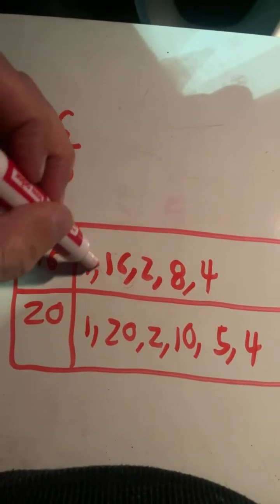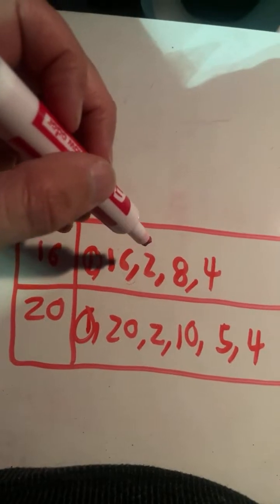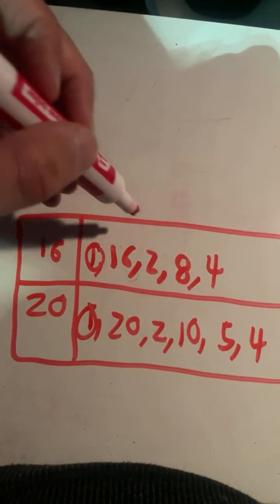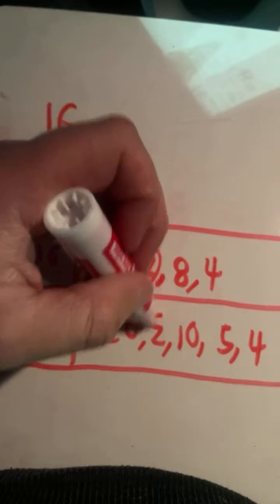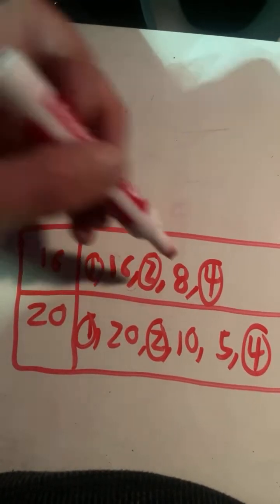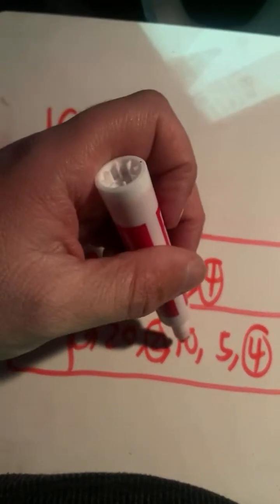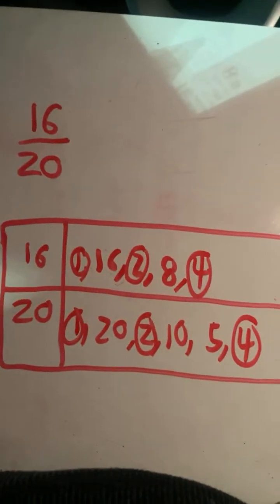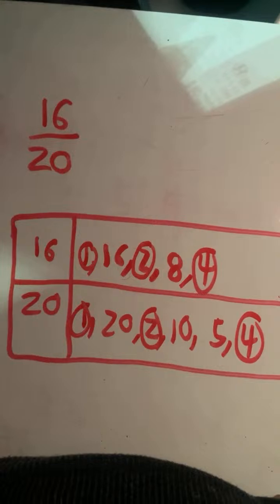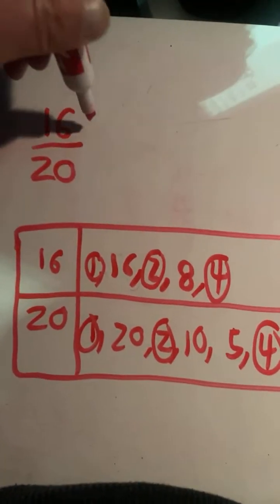So out of our common factors, we have 1 and 1, 2 and 2, 4 and 4. Now again, 4 is not the biggest factor overall. There's bigger numbers. We have 8, but 8's not a factor of 20. It's only a factor of 16. 10 is not a factor of 16. It's only a factor of 20. So the greatest common factor between our numerator and our denominator is 4. So 4 is what we're going to divide by.